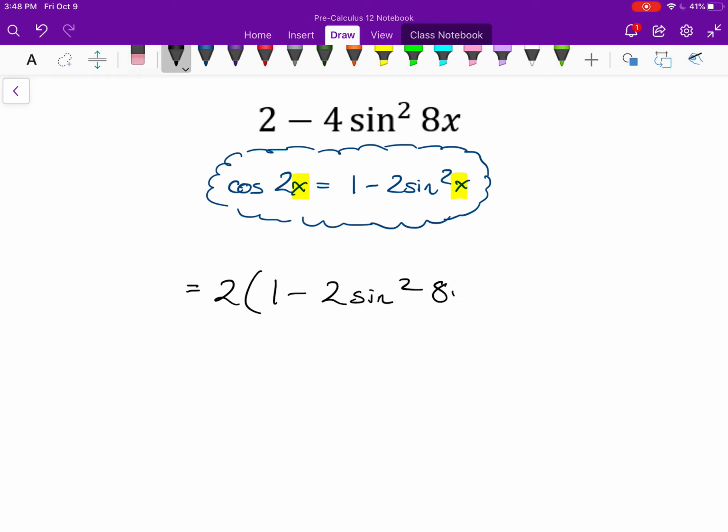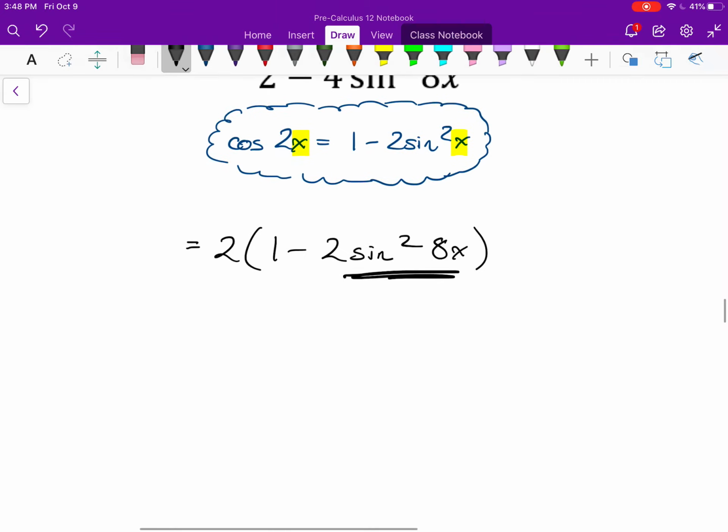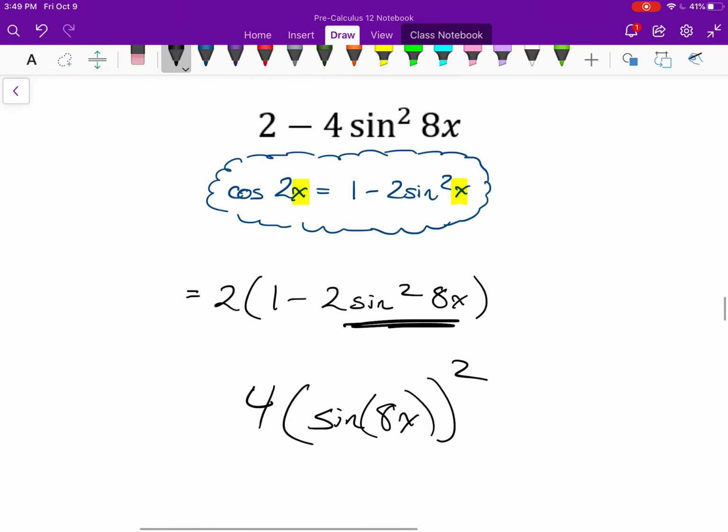Now, that 8x doesn't change when I take out a factor of 2. Because remember, this part here, sine squared of 8x, means the sine of 8x, right? 8 times x is going inside the sine function, and all that's being squared. There's a lot of stuff going on. And then all that was times 4. So when I divide by 2, this reduces down, but the 8x is inside the sine function and all being squared.